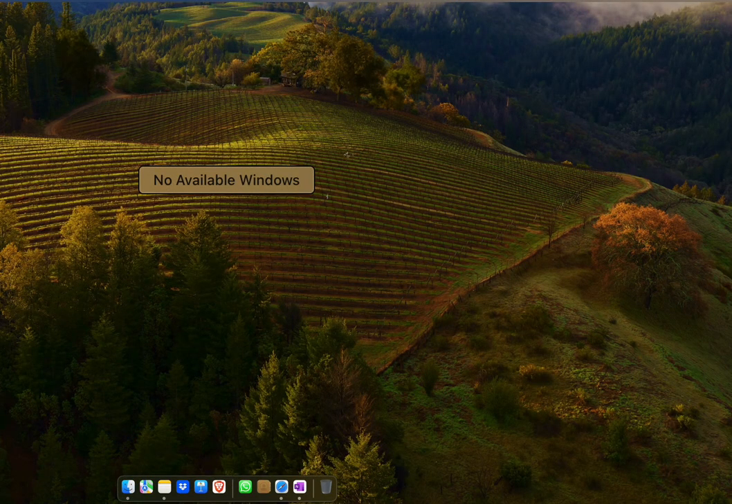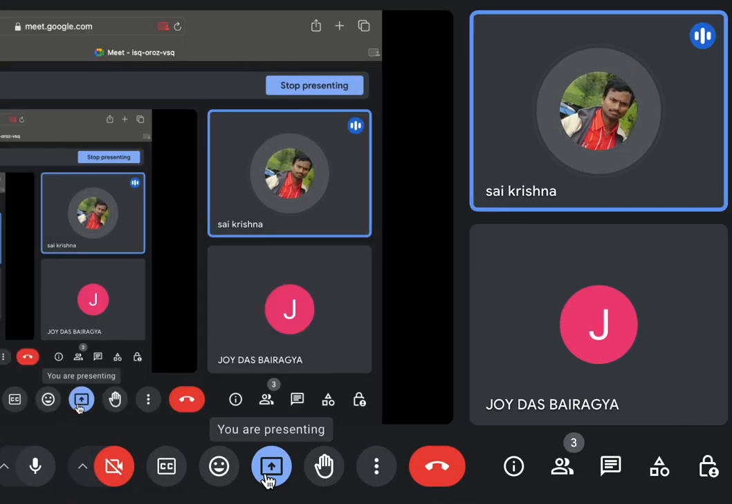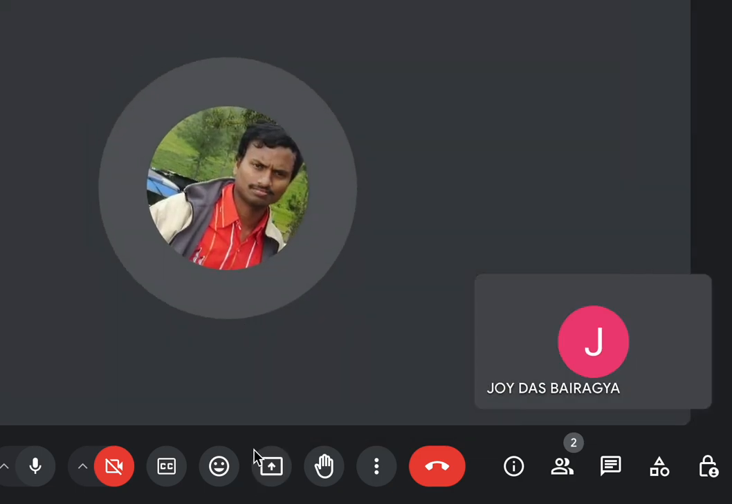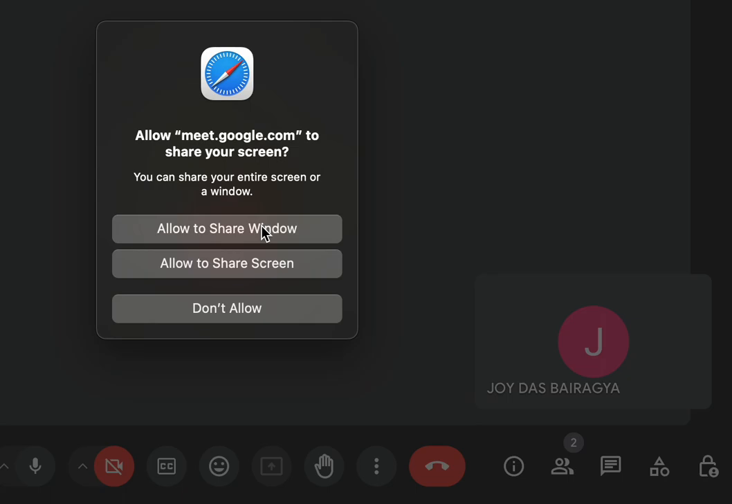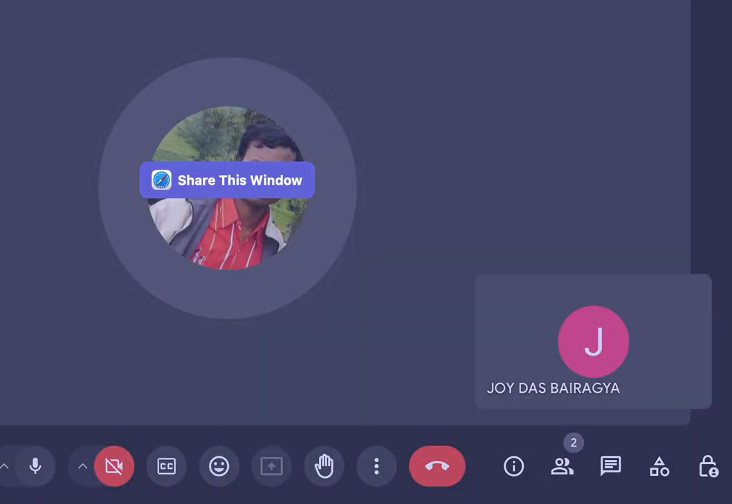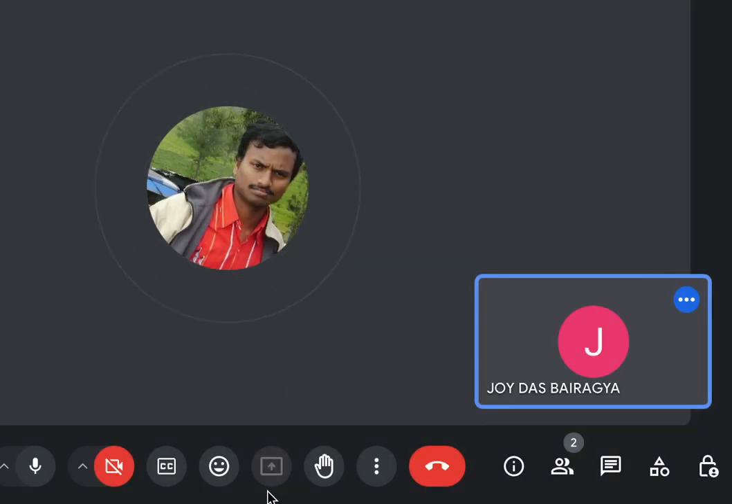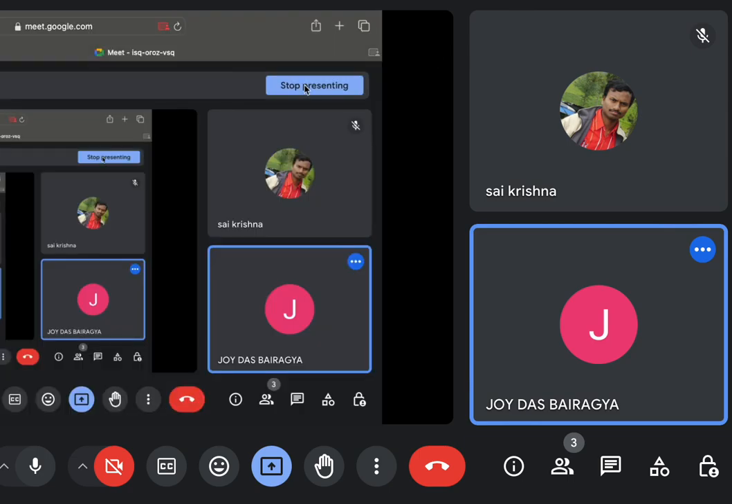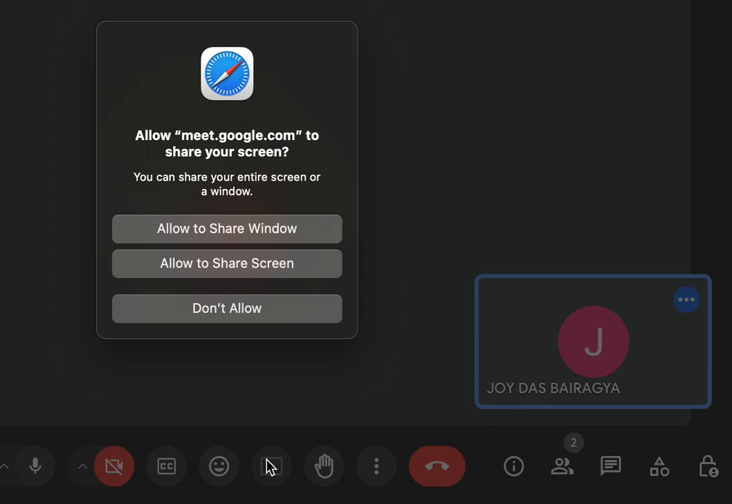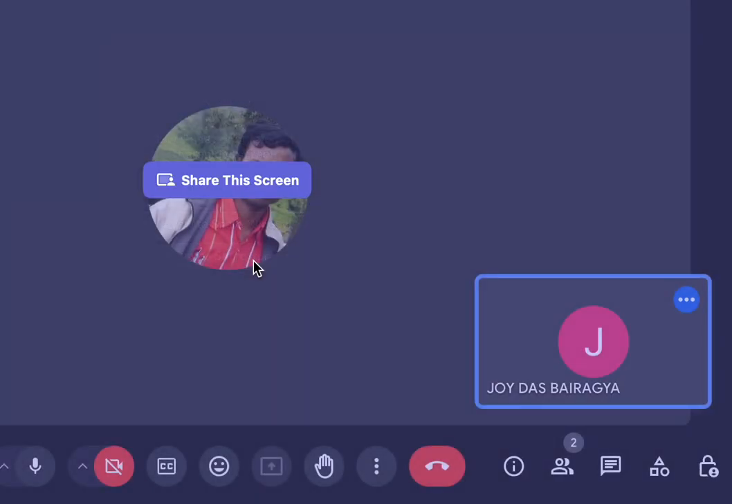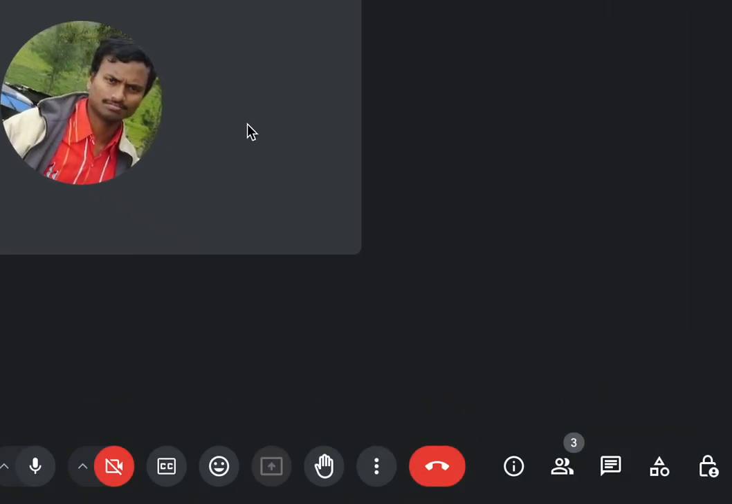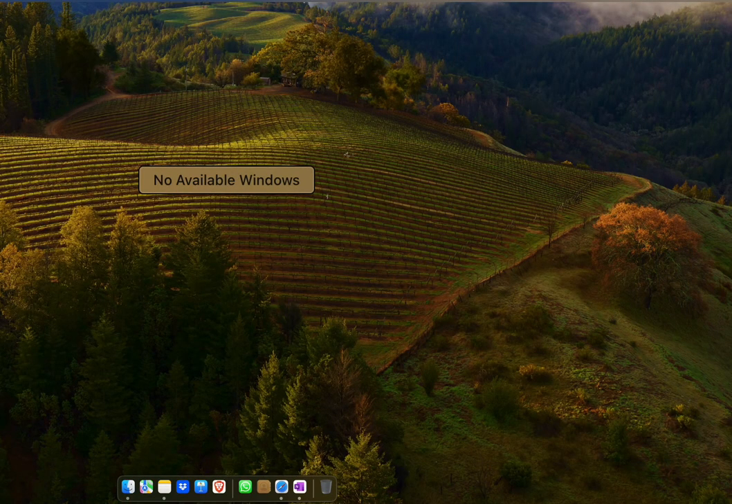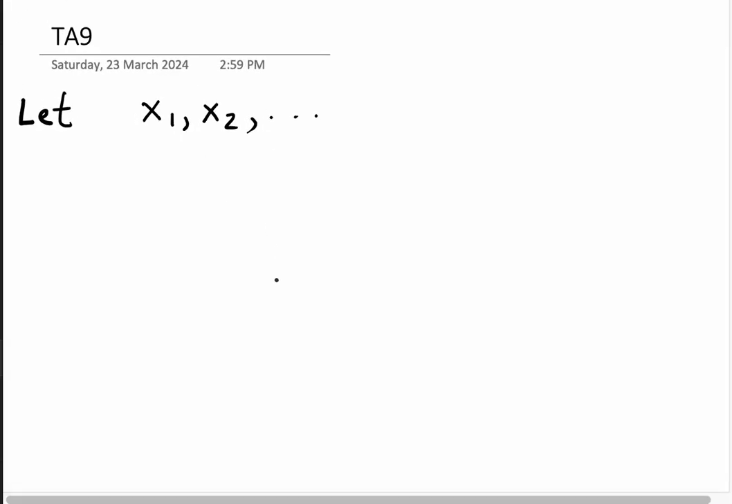screen is not visible. Okay, then let me present it again. Now is it visible or not? uh, uh, it is not visible.